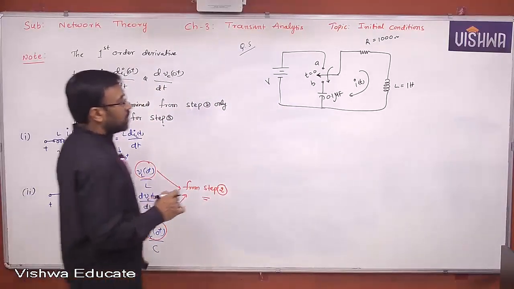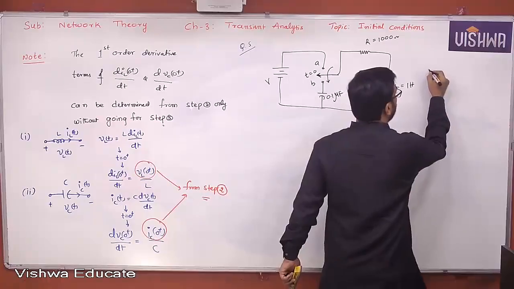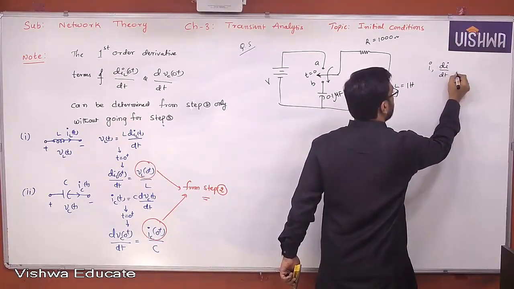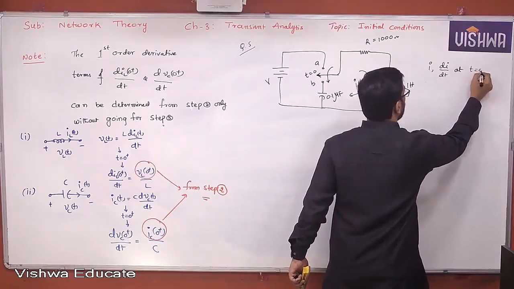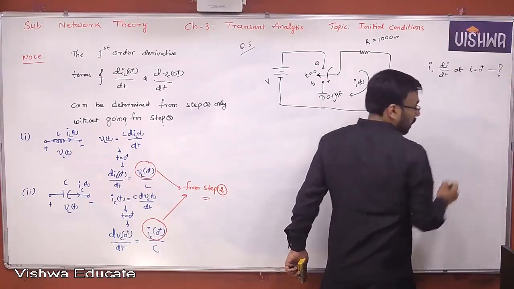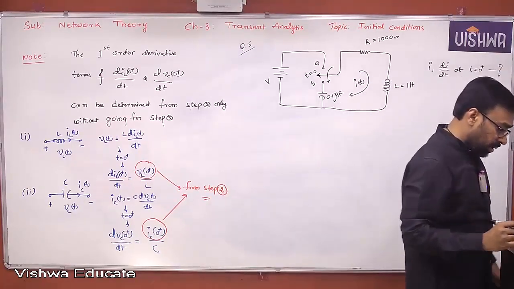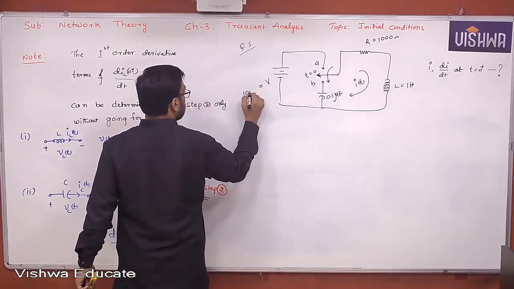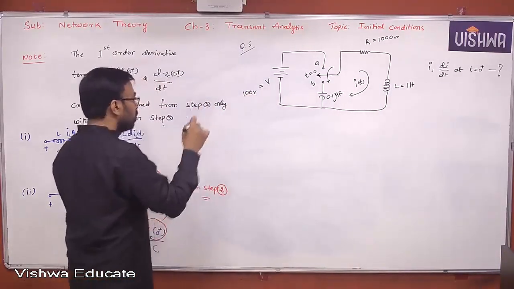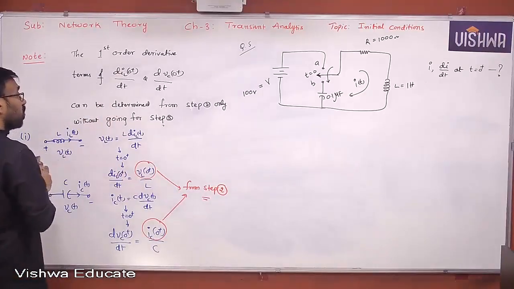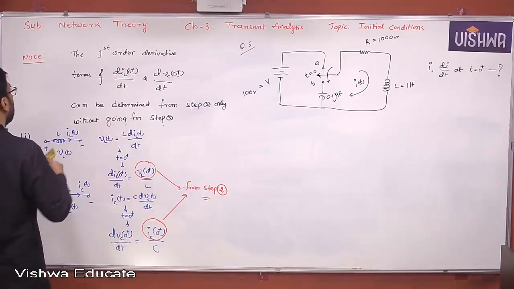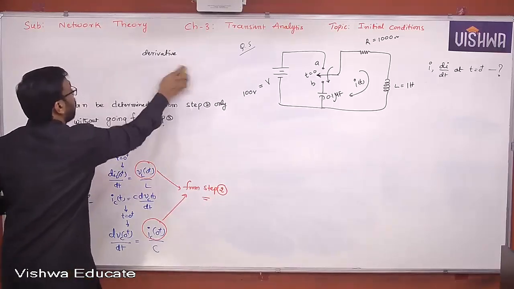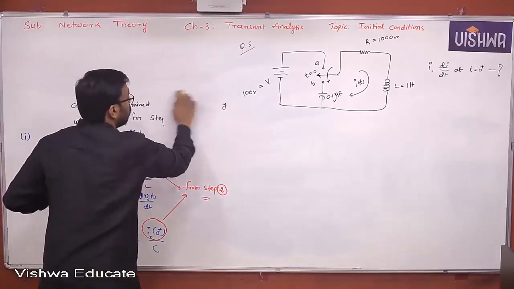So what is asked actually here in the problem? Please go through that problem, all of you. di by dt at t equal to 0 plus. What is the value of V given? V is 100 volt. Switch is moved from A to B. That means when the switch is at A, the network was in steady state. Yes or no, all of you? Then at t equal to 0, the switch is moved to B.